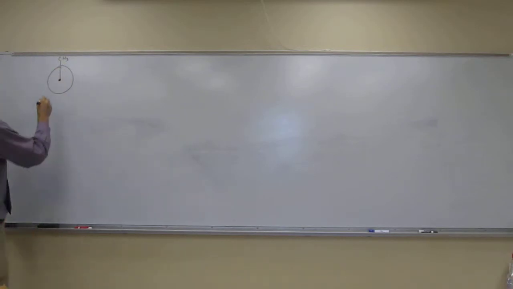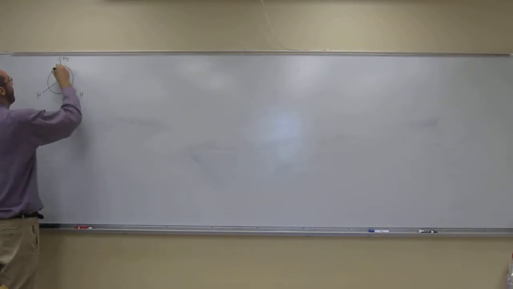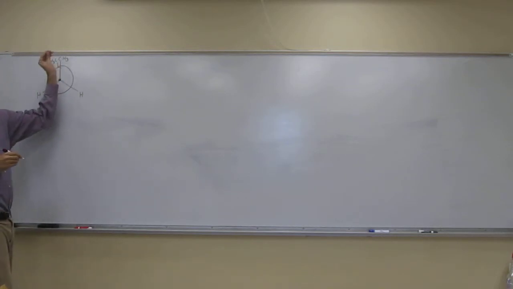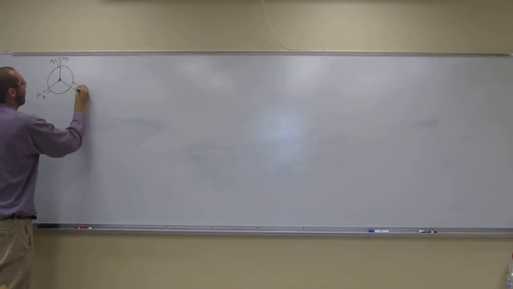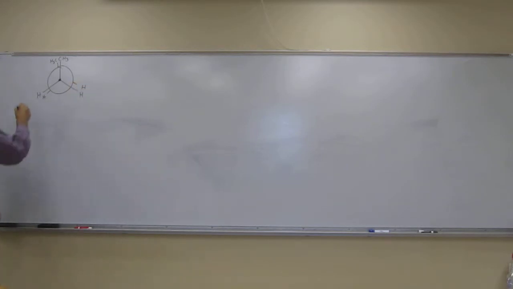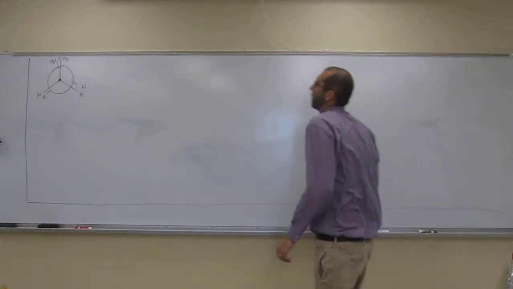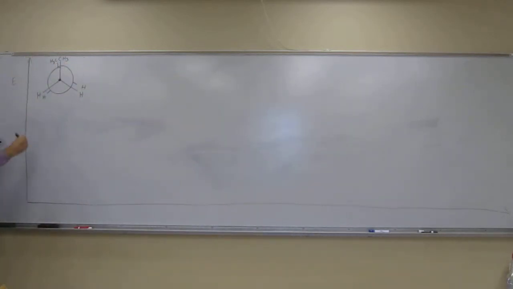Eclipsed or staggered? Eclipsed. So draw like that. And then what did we say? The two big groups are eclipsing each other. Okay? So like that. Okay. So again, I hope we have enough room. If we don't, then we'll just kill this video early. But like we're saying, high energy, okay? So this is a very high energy conformation.